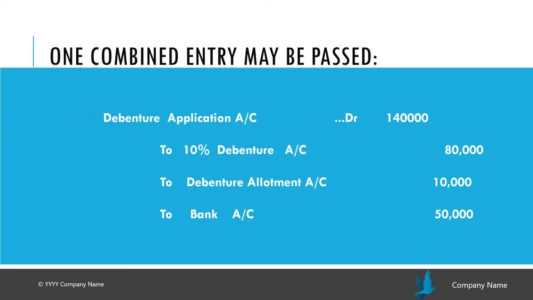And now one combined entry for debenture application can also be passed. Debenture application, that is 7,000 debentures into rupees 20, that will be 1,40,000, and the money which was transferred to debenture account was 4,000 into rupees 20, that is 80,000, and the money which was transferred to allotment for extra 500 debentures will be 500 into 20, that is 10,000. To bank account, the amount of rejected value of debentures, that is 2,500 into rupees 20.